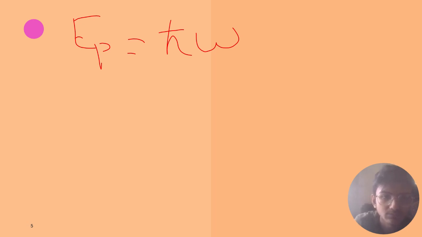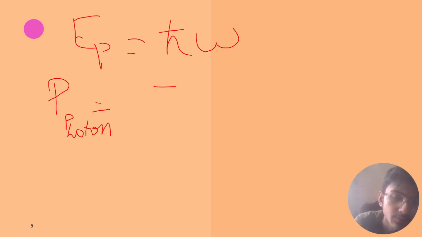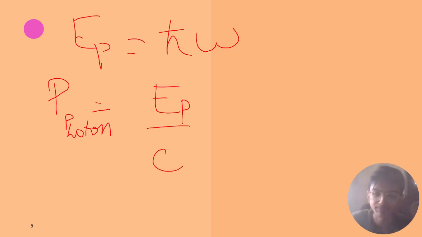Then one more thing, the momentum of a photon. The momentum of a photon is p, where the subscript tells us it is the photon; you can write it explicitly to avoid confusion. We discussed that it is the energy of the photon over the speed of light, so we'll use ħω/c.